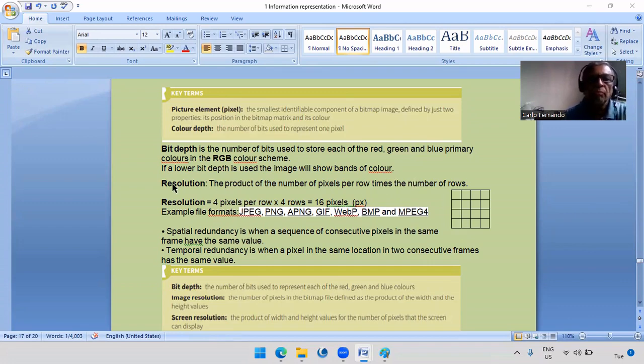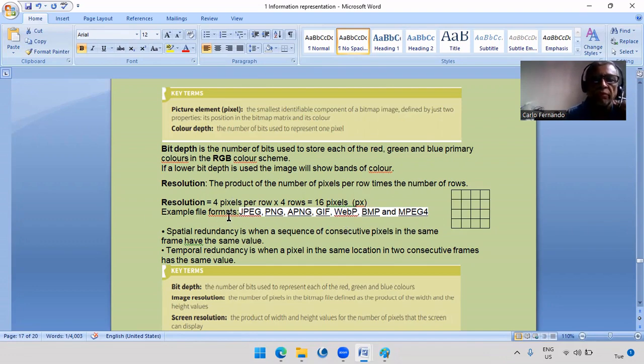Then what is the resolution? The product of the number of pixels per row times the number of rows. So per row, how many? And how many rows? Which means number of columns and number of rows, no? Like calculating the area of a rectangle. So in this case, what is the resolution of this? Each square is a pixel. So 4 pixels per row, in this case, into 4 rows, which means 16 pixels. And the unit is px. Very important to remember. Resolution is px, the pixels.